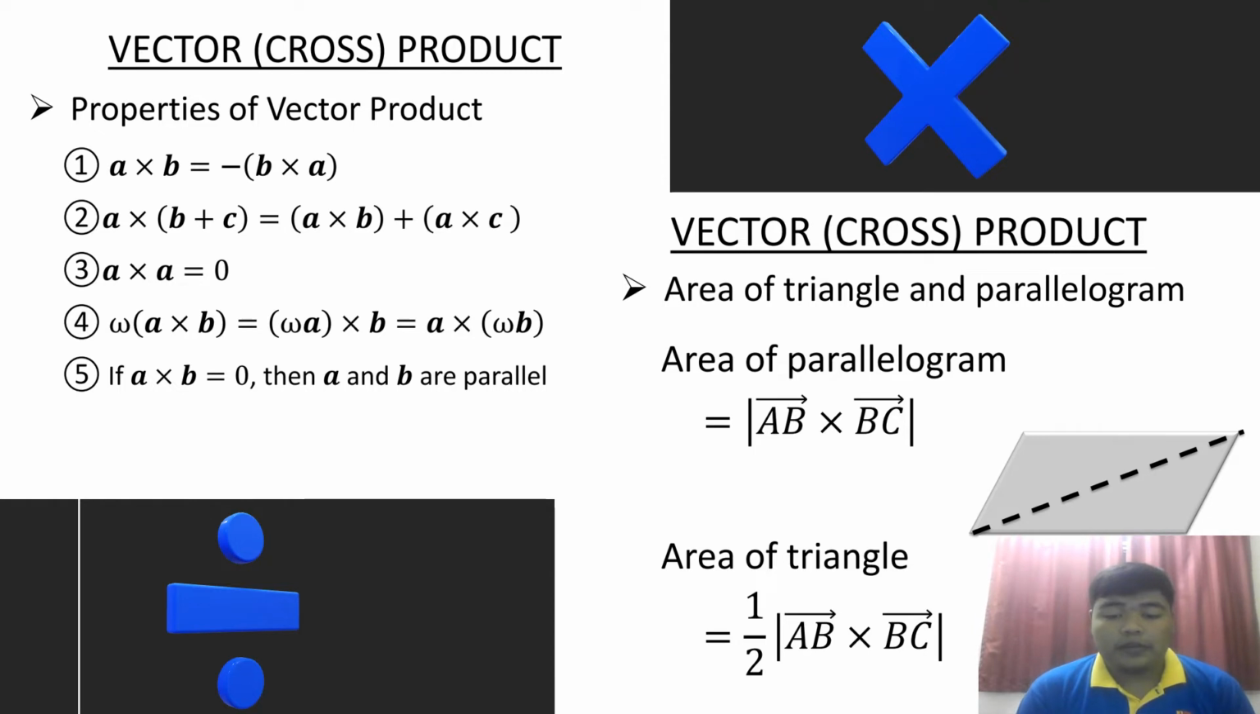So now on to the properties of vector product, which you can see right here, and how we apply the formula to find the area of a parallelogram and the area of a triangle. To find the area of a parallelogram, we take the magnitude of AB cross BC. To find the area of a triangle, we just take half the magnitude of AB cross BC.